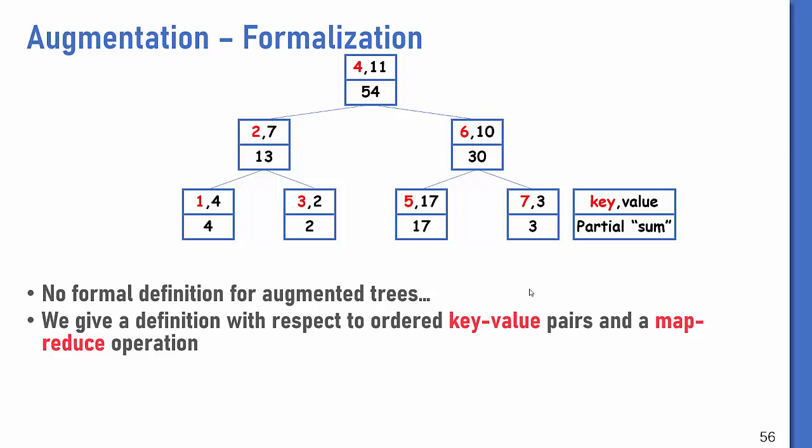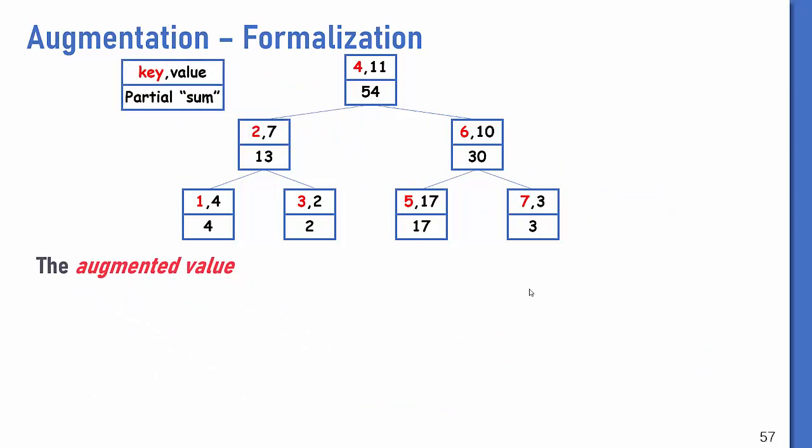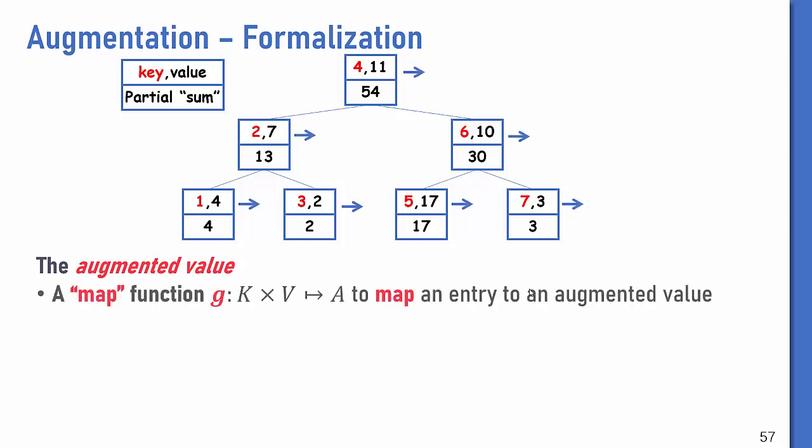Okay, we assume each tree node stores a key-value pair of key type K and value type V, and in addition, each tree node also maintains some additional information about the whole subtree. Okay, just like here, in each tree node, we also maintain the partial sum of the subtree. We call this value the augmented value of this subtree and assume its type is A. So to compute the augmented value, we need to define two functions. A map function, which maps a key-value pair to an augmented value.